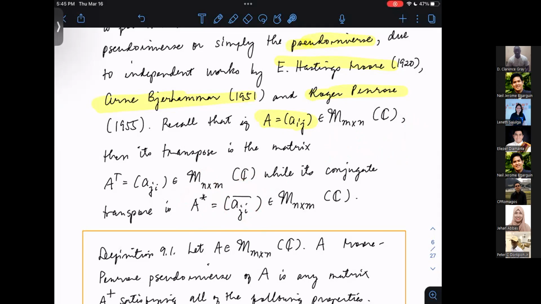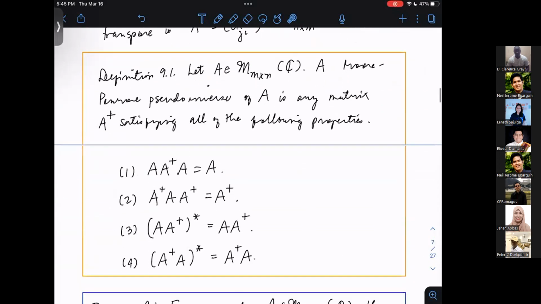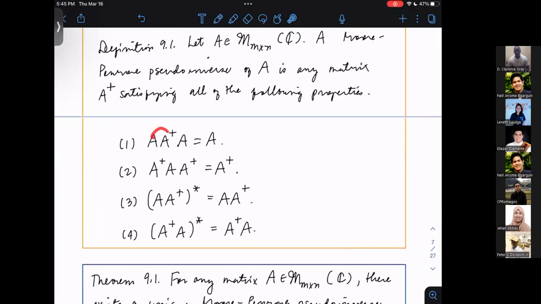All right. Now, our first definition for the night, definition 9.1. This defines exactly what the Moore-Penrose pseudo-inverse of a matrix A is. Now, this is probably better called a theoretical definition of the Moore-Penrose pseudo-inverse, because this gives us the distinguishing characteristic of the pseudo-inverse, denoted by A plus. Oh, sorry. So this is our notation for the pseudo-inverse, A plus, right? And it is a matrix that satisfies the following properties.